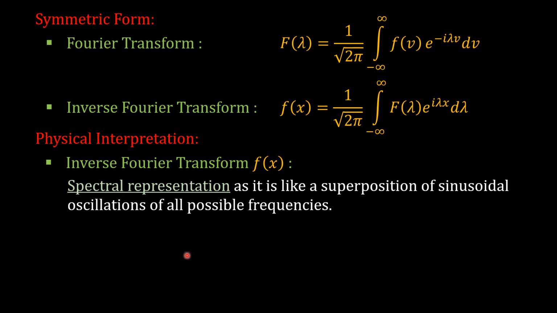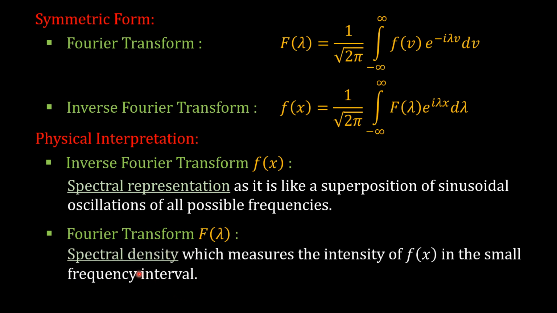That we have already seen in one of the examples, just in the beginning. Then the Fourier transform F of lambda, what does it give? It gives us the spectral density, which measures the intensity of f of x in a small frequency interval. So this is the physical interpretation of the Fourier transform. Now we will go on to solve one example on the Fourier transform.